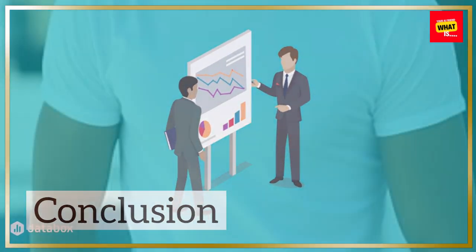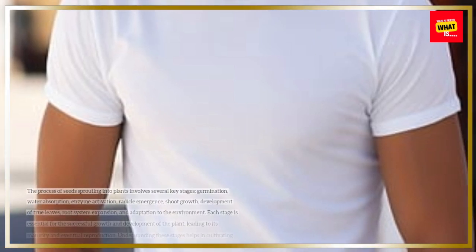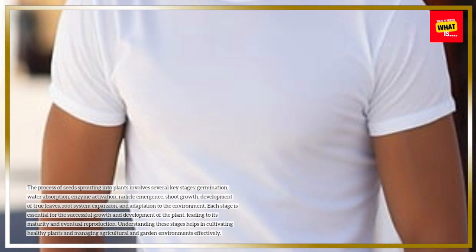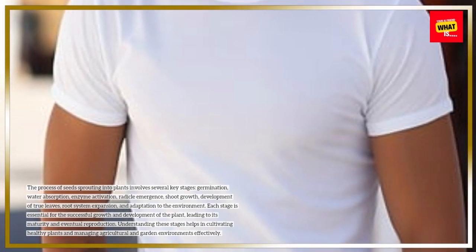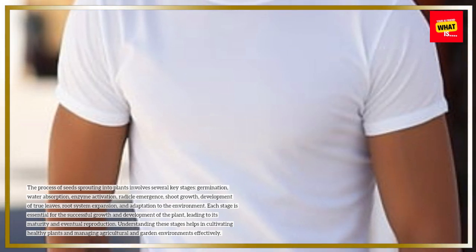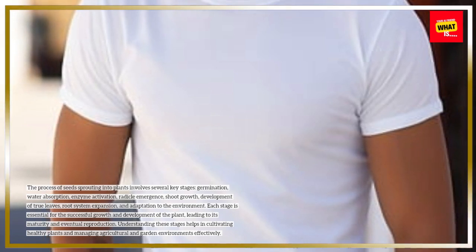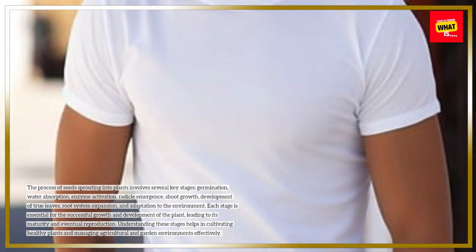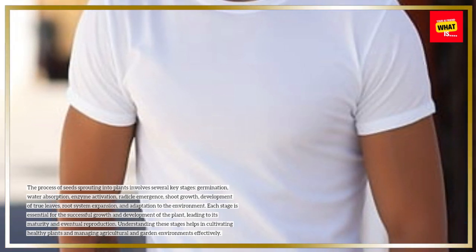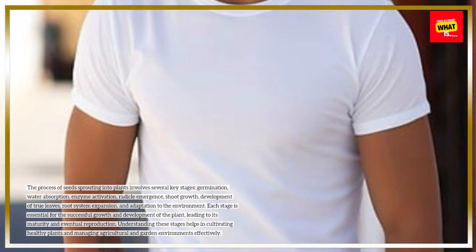Conclusion. The process of seeds sprouting into plants involves several key stages: germination, water absorption, enzyme activation, radicle emergence, shoot growth, development of true leaves, root system expansion, and adaptation to the environment. Each stage is essential for the successful growth and development of the plant, leading to its maturity and eventual reproduction. Understanding these stages helps in cultivating healthy plants and managing agricultural and garden environments effectively.